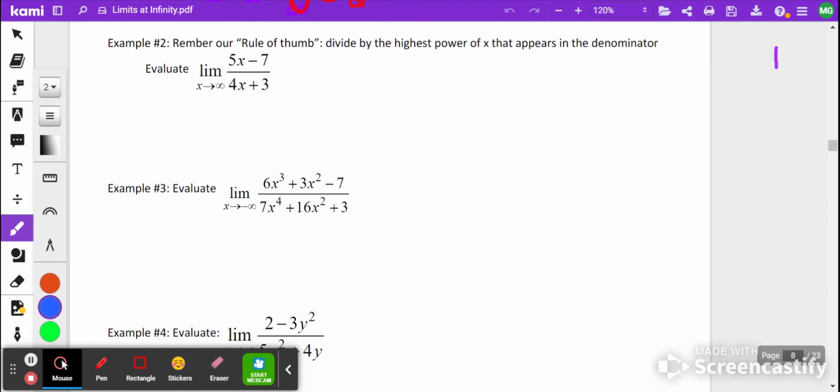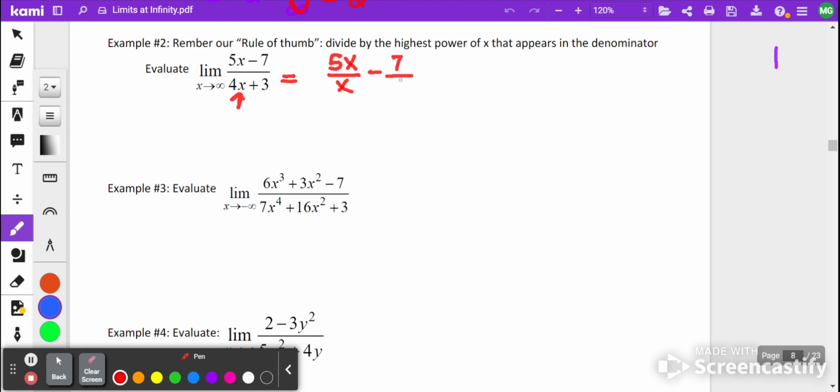So let's take a look at the next one. And this is where we have some review. So we're taking the limit as x approaches infinity, and we have this rational function. So the rule of thumb is to divide by the highest power of x that appears in the denominator. So obviously it's just x to the first. So we're going to have every single term in the numerator and denominator divided by x to the first. When we look at this, we will evaluate each fraction and take the limit essentially of each fraction. So if we look at this, the x's would cancel out. So we'd be left with 5.